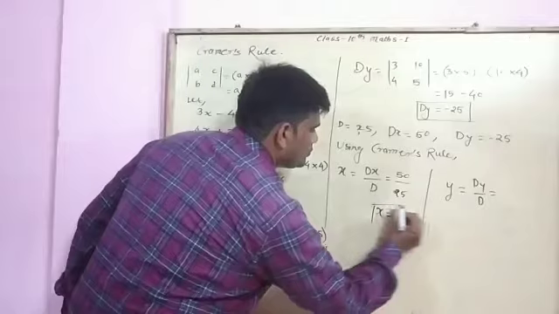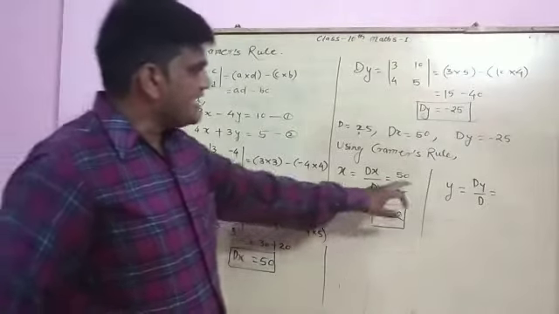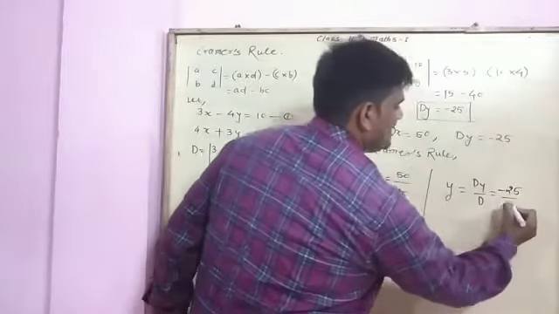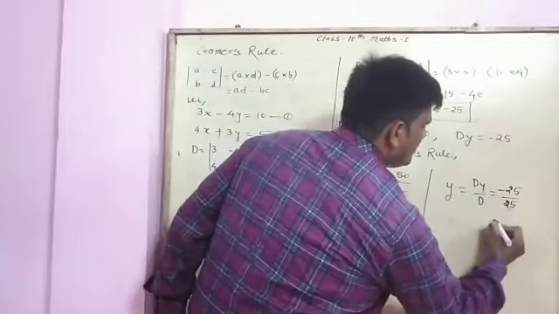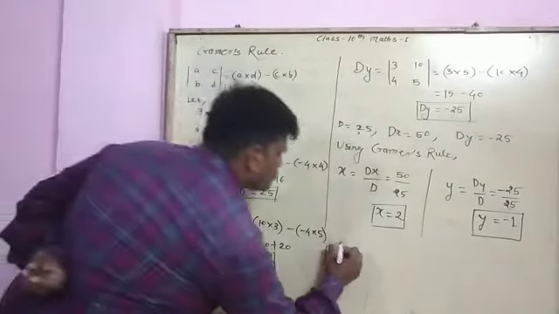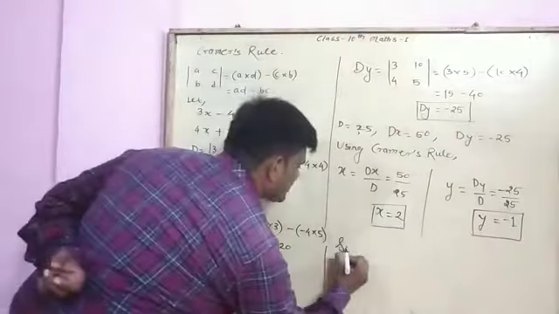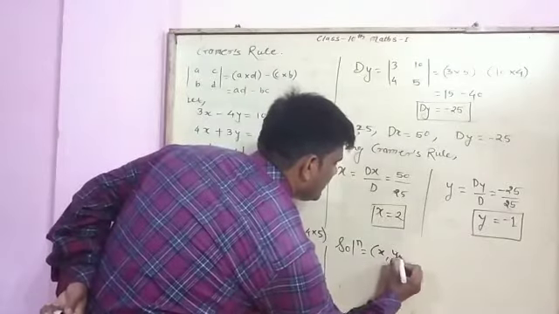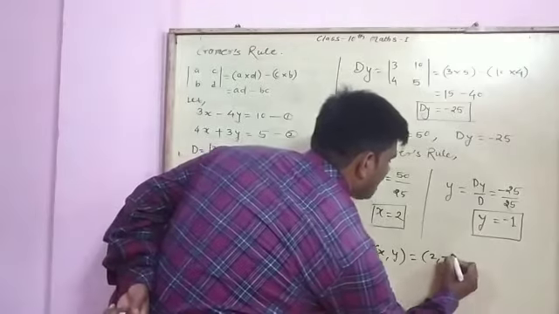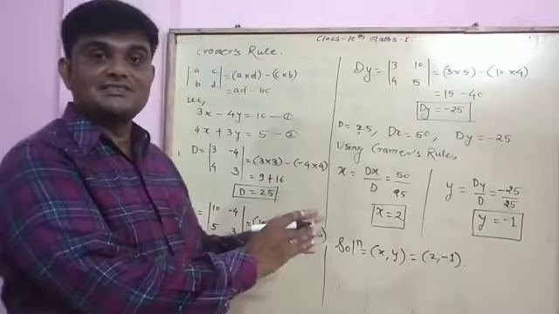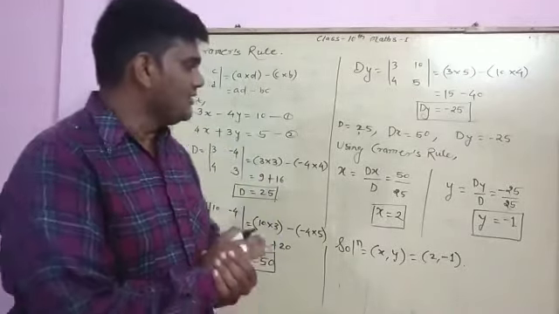That is x equal to 2. This is the value of x. In the same way, put the value of Dy, that is minus 25, and the value of D, that is 25. This is equal to minus 1. Therefore y equal to minus 1. The solution of the equations is x comma y equal to 2 comma minus 1. This is how to solve linear equations in two variables by Cramer's rule.